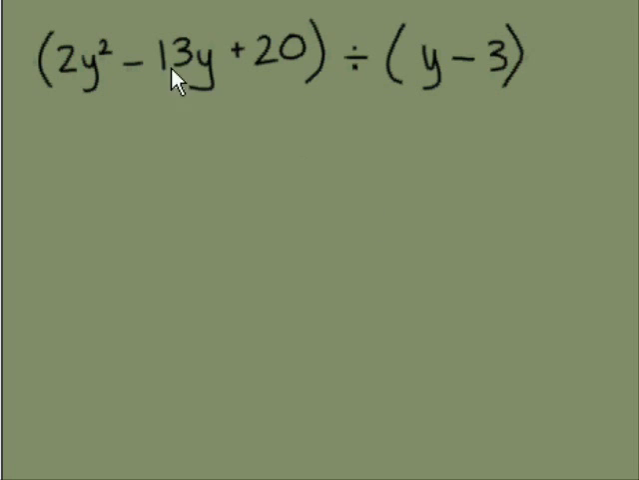Another example, a little bit trickier. We have some negatives, and we have a little more action with our polynomial here. We've got a coefficient on the squared term, and the numbers are a little bit larger, but our approach is the same. We're going to see that this has to be set up with long division because we have two terms in the divisor.